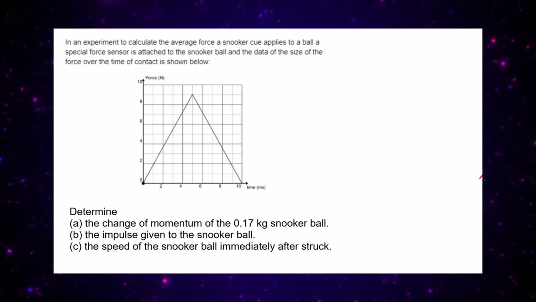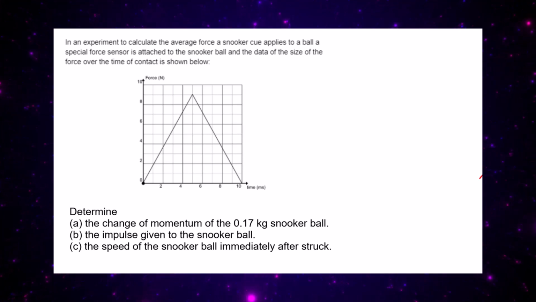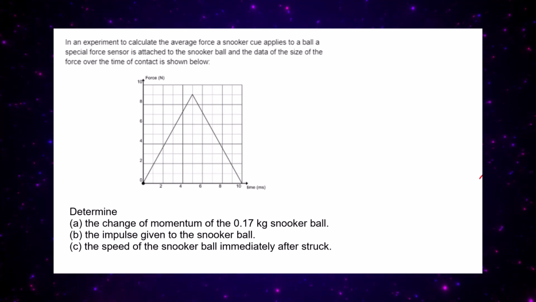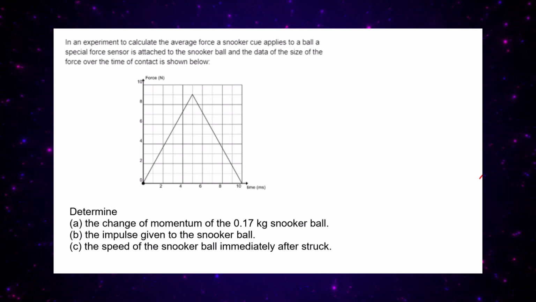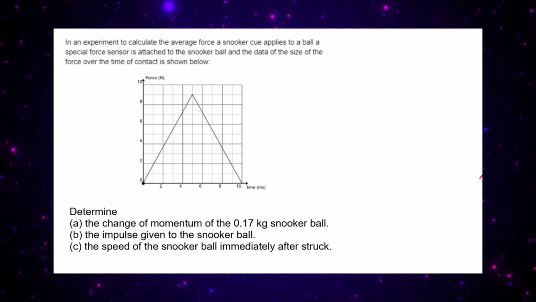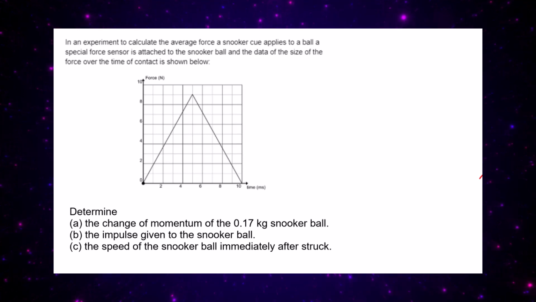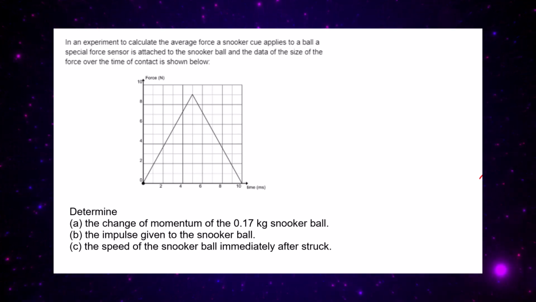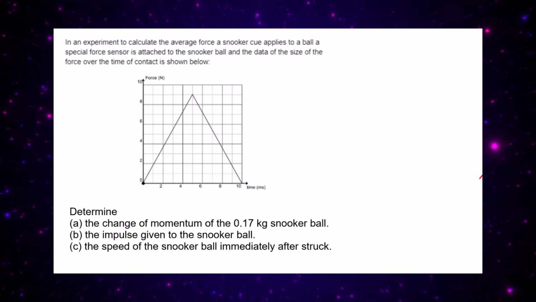In an experiment to calculate the average force a snooker cue applies to a ball, a special force sensor is attached to the snooker ball, and the data of the size of the force over the time of contact is shown below. So this graph is telling us a story of how the force varies over a given time.